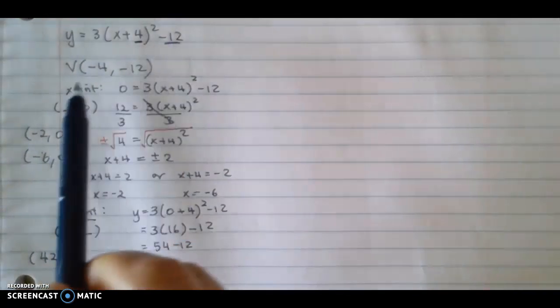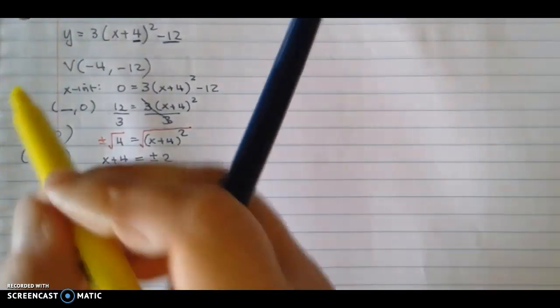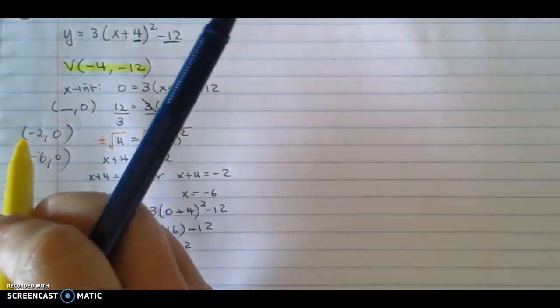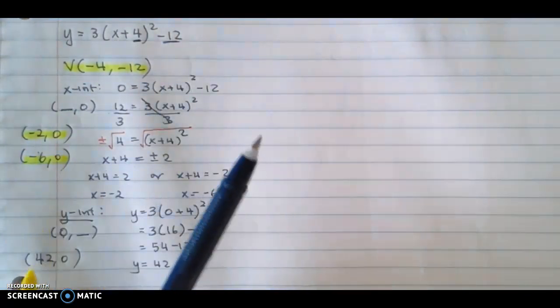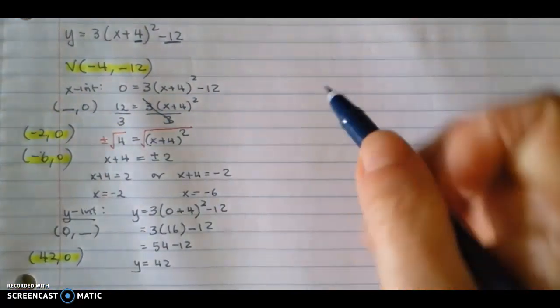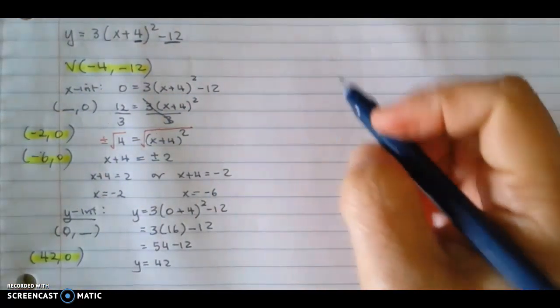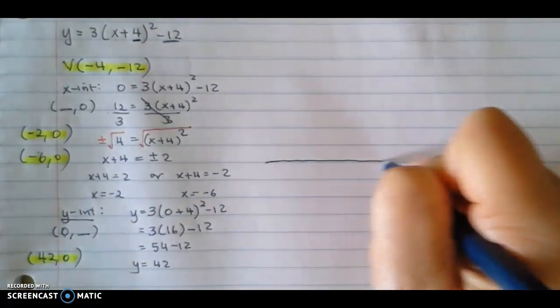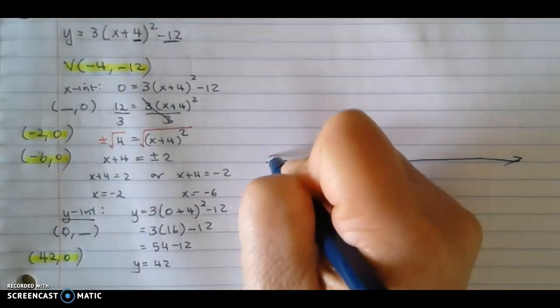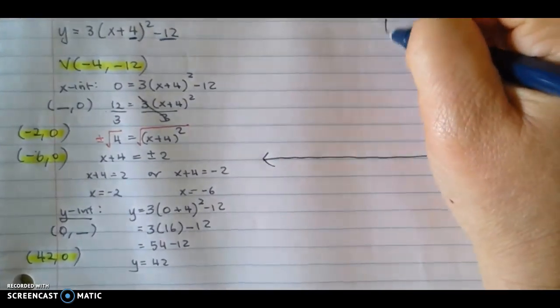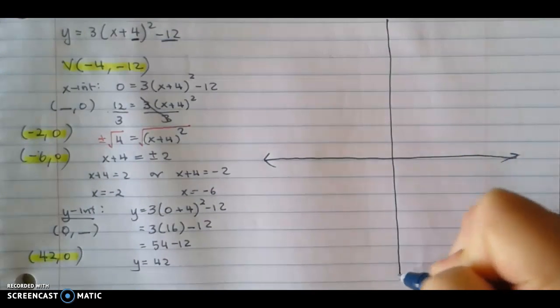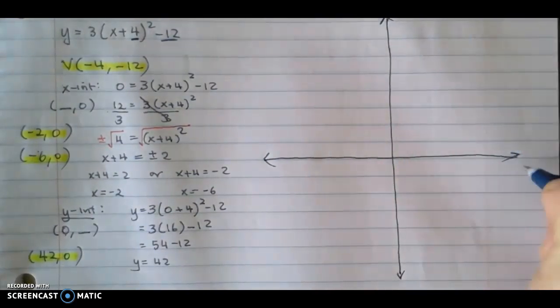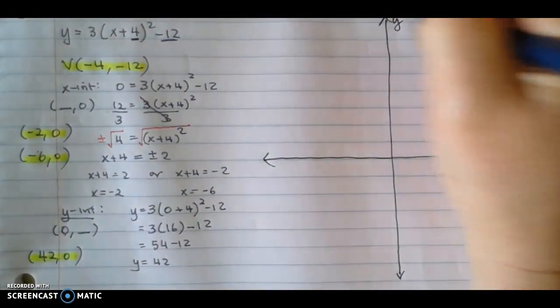Okay, now we have found the vertex, the x-intercepts, and the y-intercept. So let's plot them at this point. I am going to start by drawing a quick sketch of the x and y axis. That's my x, that's my y.